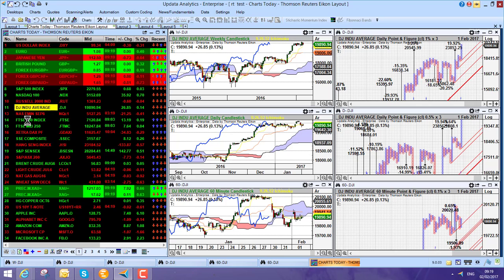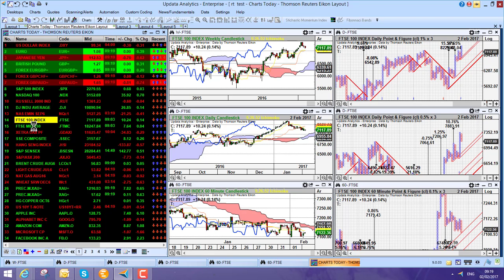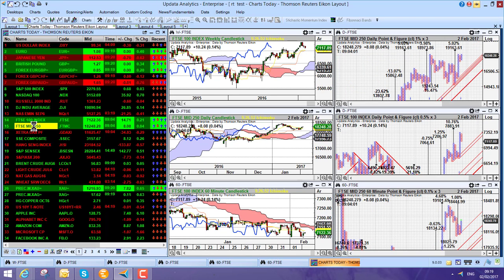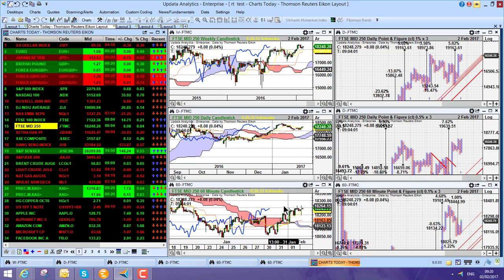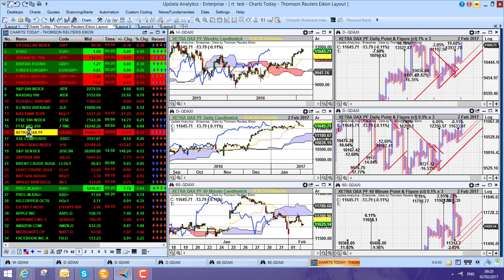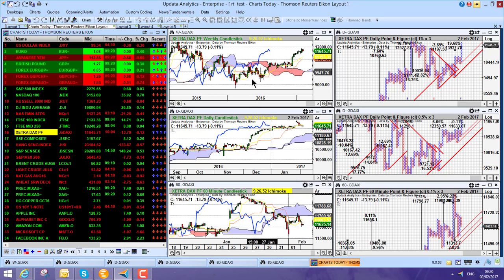The FTSE 100 up 10 points this morning, still just struggling to get through the short-term cloud here. We've got a little bit of downside pressure, not looking as bullish as US markets still, but you have to believe that as the US markets increase, that will affect the FTSE, and the 250 is actually through, so we are seeing the mid caps actually showing some strength. And taking a look at the German DAX, just really dancing around with this cloud at the moment, but bullish again on all time frames.